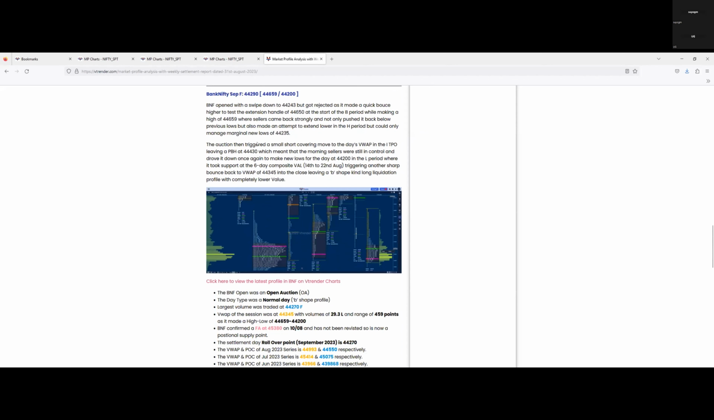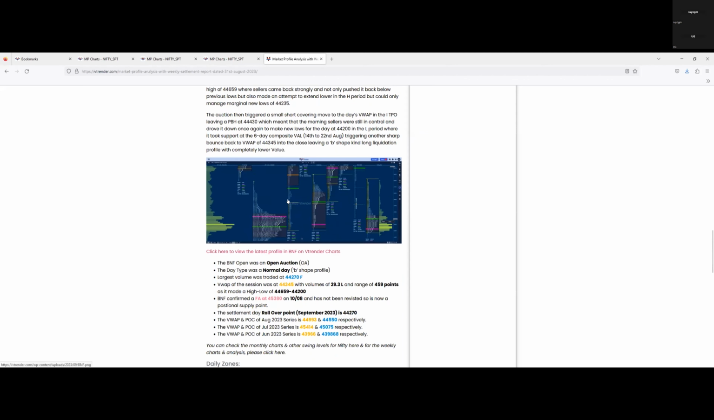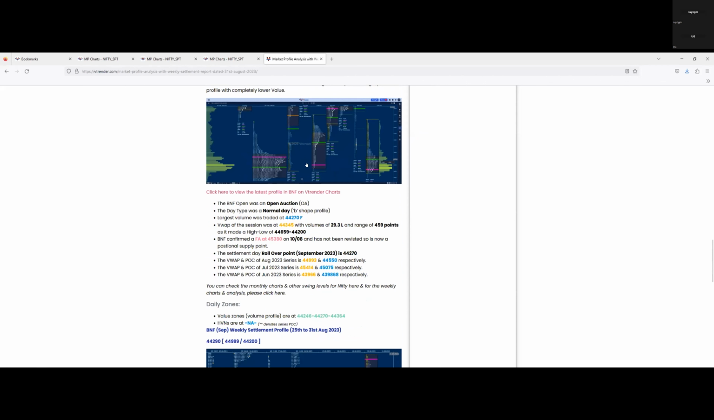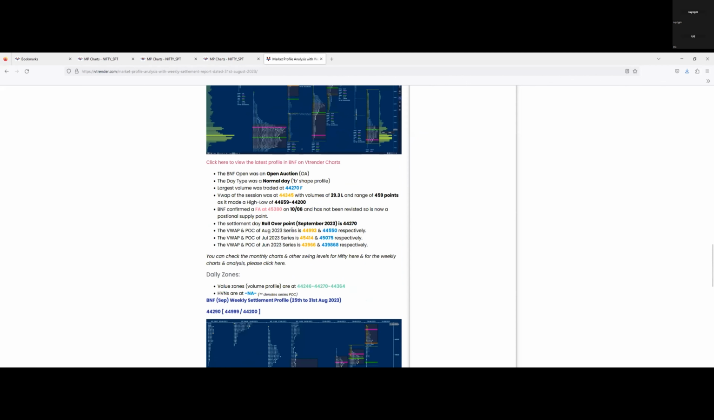So similarly, we have the write-up about Bank Nifty also, the Bank Nifty daily chart. What I was talking about, the monthly references for Bank Nifty. I'm sorry, this is not 44993, it is 44493. The VWAP of August series is at 44493. The POC is at 44550, and the rollover point is 44270.